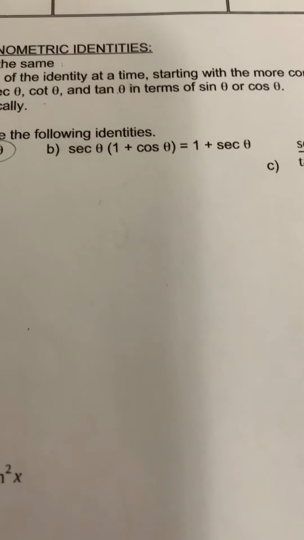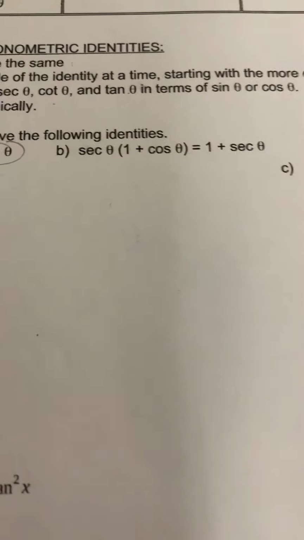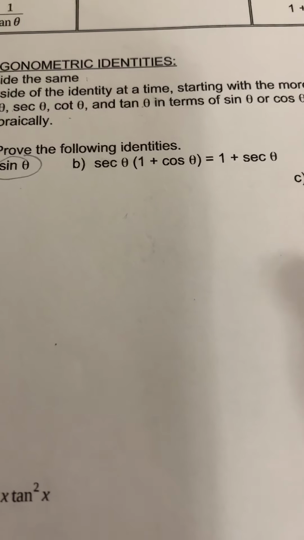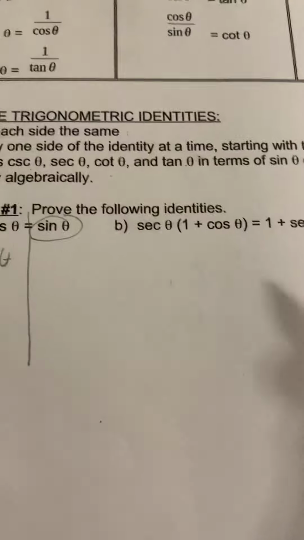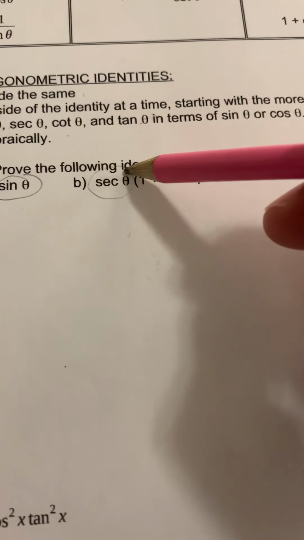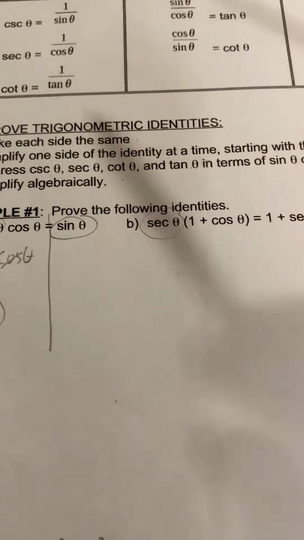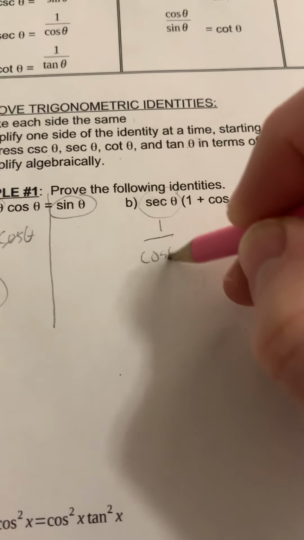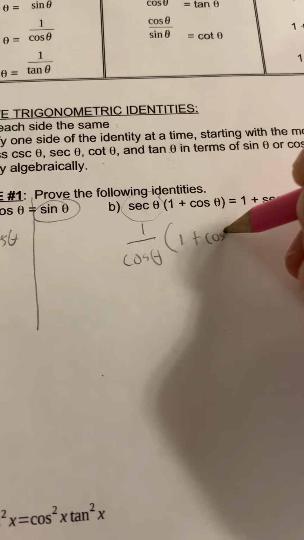Okay, moving on to the next one. Let's see what we want to do here. So here's the more complex one. Let's change the secant, following our third step again. Secant is the same as 1 over cos. So we have 1 over cos theta times 1 plus cos theta.